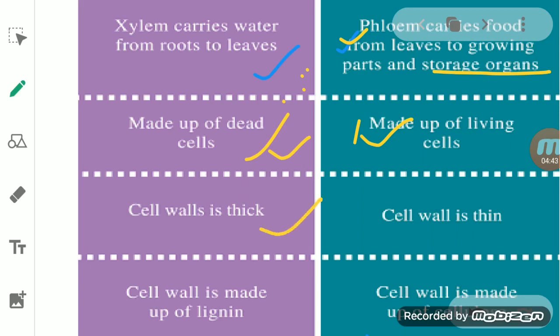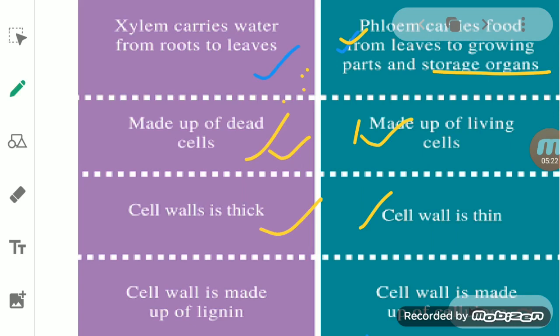Cell wall is thick. Due to the deposition of lignin on the cell wall of the xylem, the wall becomes thick. So due to the process of lignification, the cell wall of the xylem is thick. But if you see, in case of a phloem, student, there is no such deposition of lignin in the phloem, and due to which the cell wall in case of the phloem is thin.